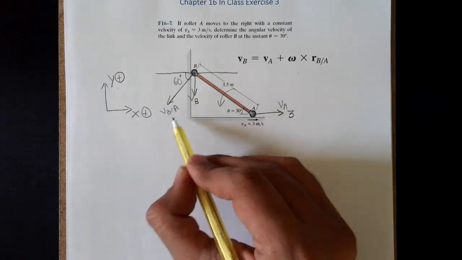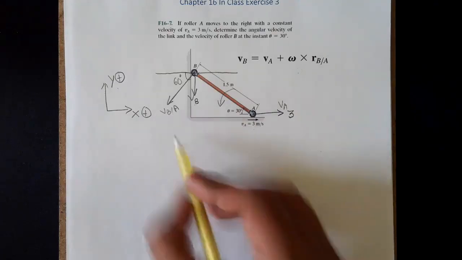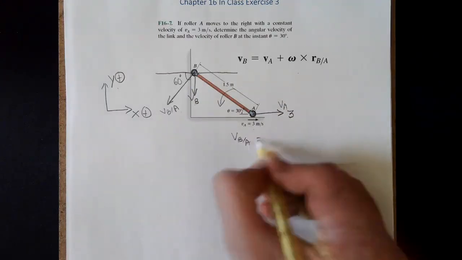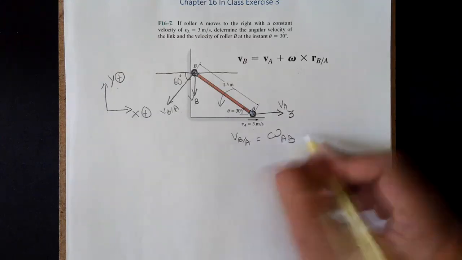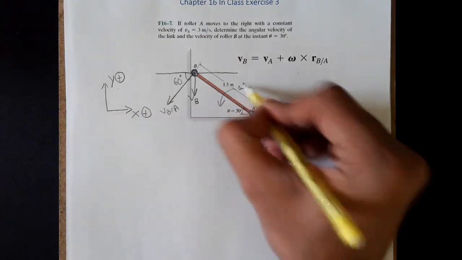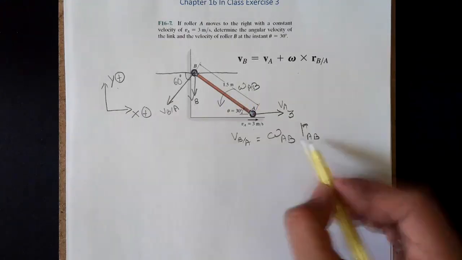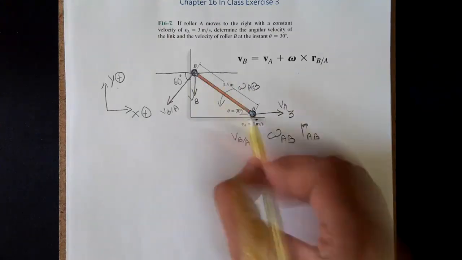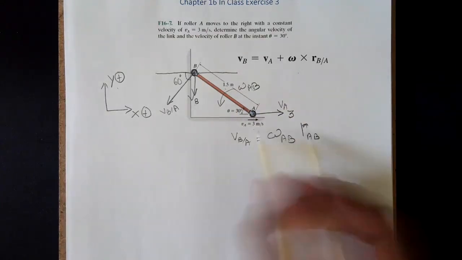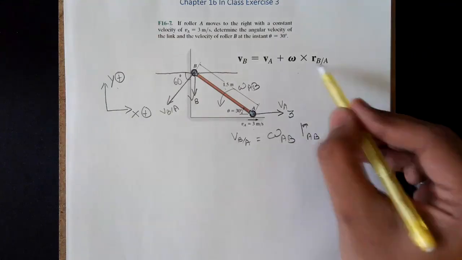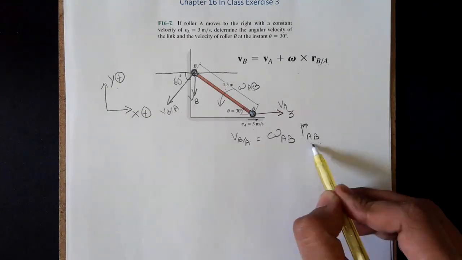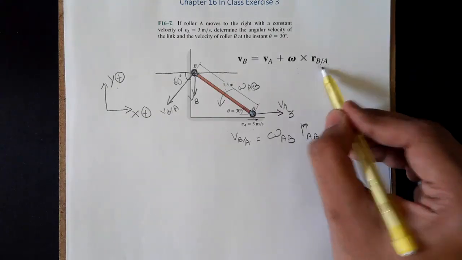Just one more thing I would like to add here is that VB relative to A has this direction, but the magnitude of this velocity is omega AB multiplied by RAB. Okay, so it's this omega AB, which is the counterclockwise angular velocity of link AB, and RAB is nothing but the length of link AB, which is 1.5 meters given in the problem. Be careful, this is just the scalar solution, so RAB is not the same as RB/A. This is a vector, this is a scalar, this is just the length of the link. Well, this is length and direction.